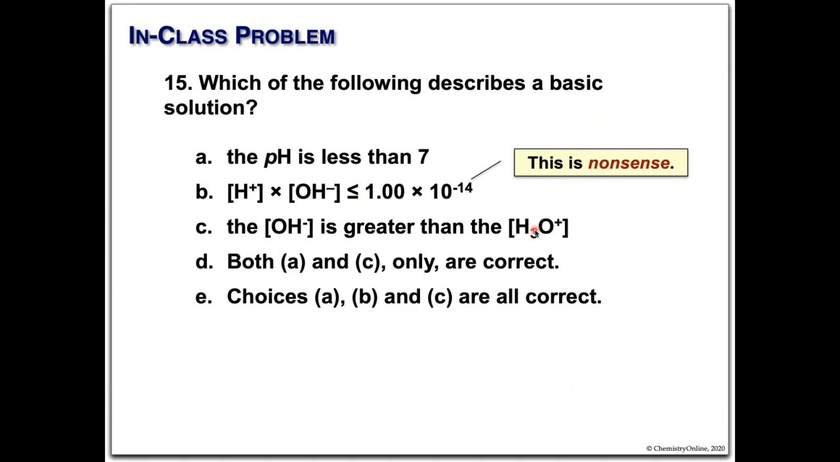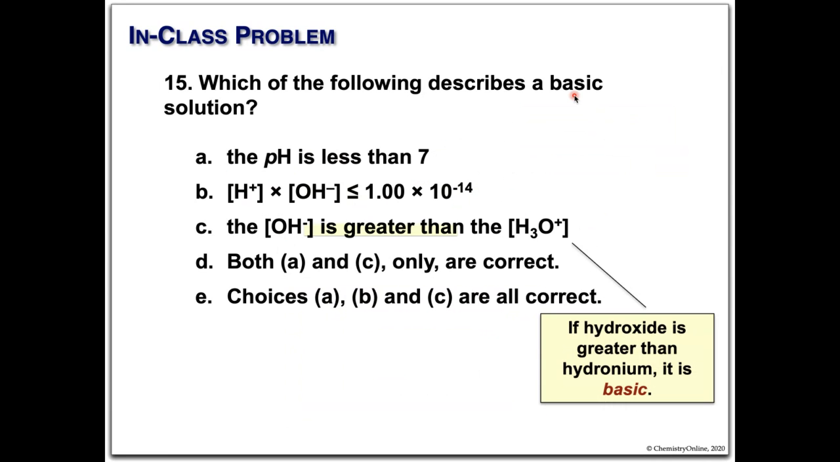Hydroxide is greater than hydronium. Okay, think about it. A basic solution has more hydroxide ion than it does hydronium, doesn't it? That's its definition. This is a basic solution. If you have more hydronium than hydroxide, it's acidic. More hydroxide than hydronium, it's basic. Any questions?